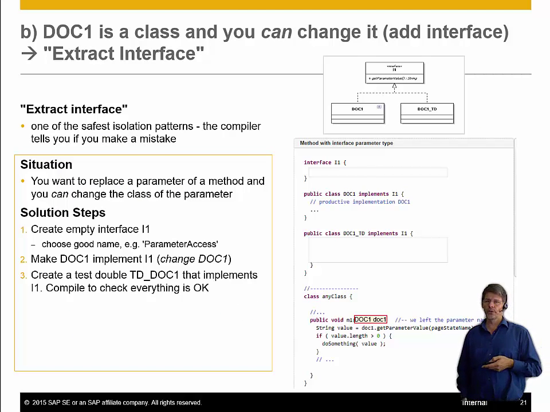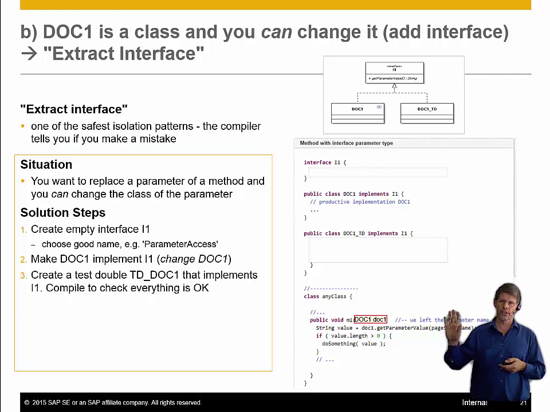So what can we do? I already mentioned case A is easy enough. You can just implement the interface and supply a test double that way. That's easy. That's why we're looking at case B now. The doc1 that you need to create and put in is a class, and you can change it, so you can add the interface. So what do you have to do? And this is actually a very safe thing. This is one of the safest patterns because the compiler will tell you where you made mistakes. This is a great thing. So what do you do?